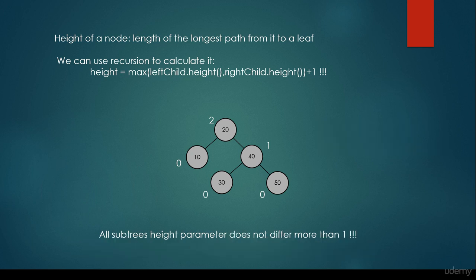We come to the conclusion that the height parameters of all subtrees couldn't differ by more than 1. If that's true, then we know for certain that the tree-like structure is balanced. If the height parameters of the left subtree and the right subtree differ by more than 1, it means that this tree is unbalanced, so we have to fix it.